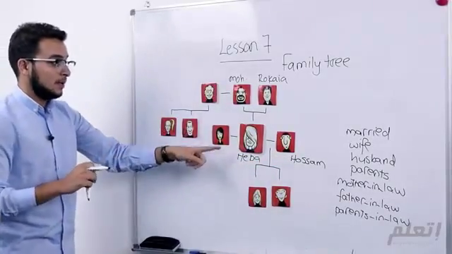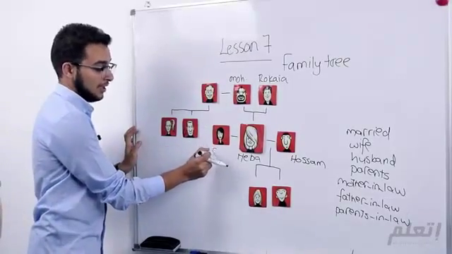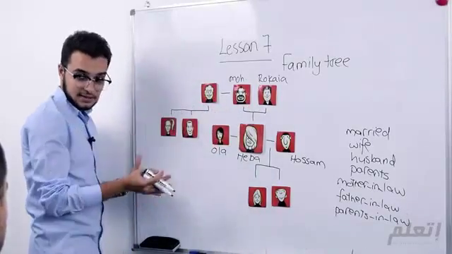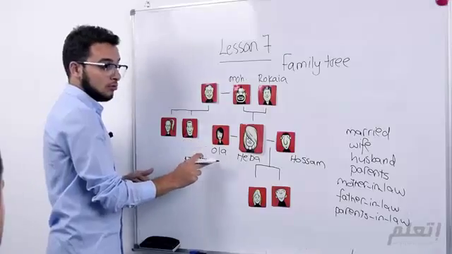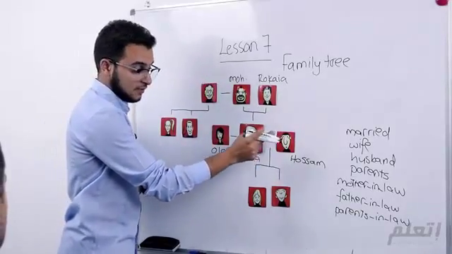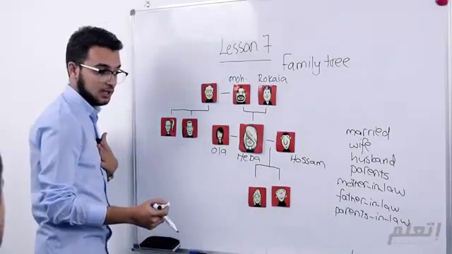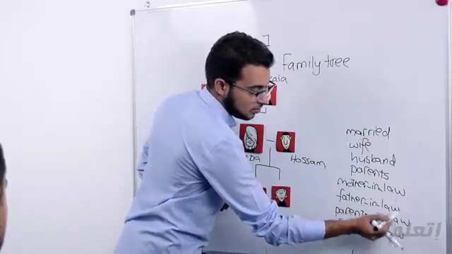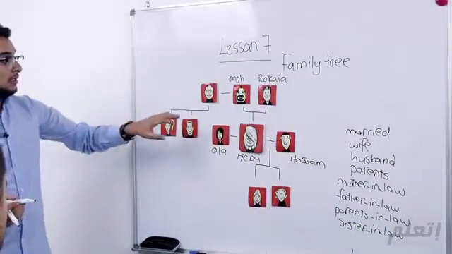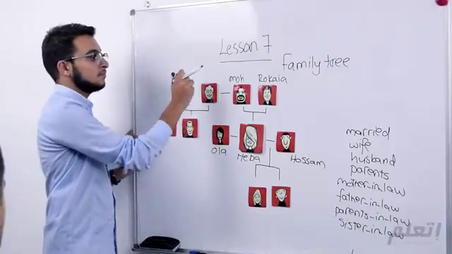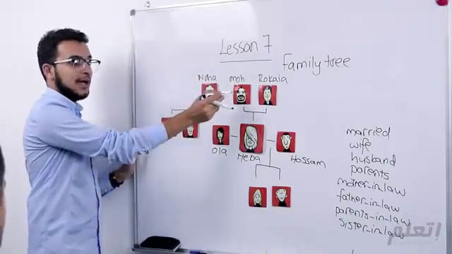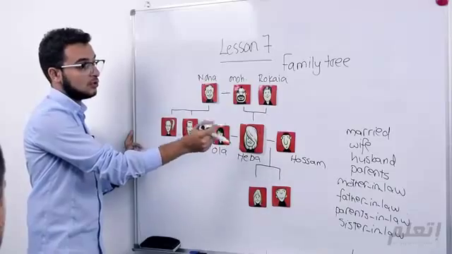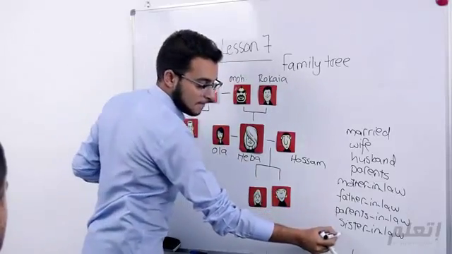Okay. Hiba and Ola are sisters. So Muhammad and Ru'ayya are the parents of Hiba and Ola. Ola to Hussein. So if I am Hussein, then Ola is my sister-in-law. Okay. Now, this is Noha. Noha is Muhammad's sister, and Muhammad is Hiba's father. So Noha is Hiba's aunt.